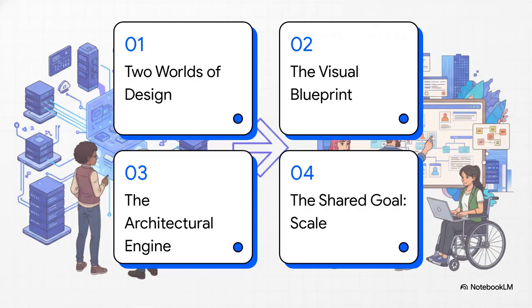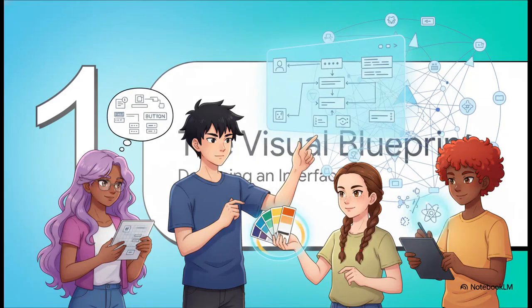So here's what we're going to do. We're going to dive into both of these worlds. First, we'll look at what I'm calling the visual blueprint, the designer side of things. Then, we'll totally switch gears and check out the architectural engine from the engineer's perspective. And, to wrap it all up, we're going to see how, believe it or not, they share the exact same end goal, building for massive scale. All right, let's jump in.